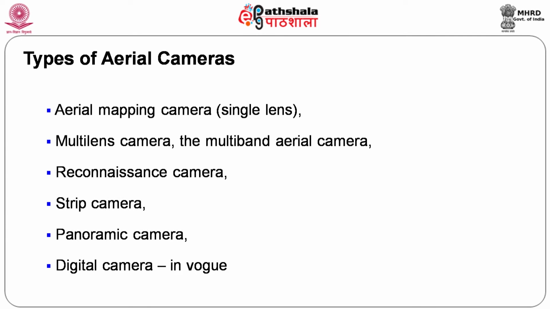Again, types of aerial cameras. We are more interested in aerial cameras, or most of the time we will be using aerial photographs. Aerial cameras may have one single lens, or it may contain multi-lens and multi-band, as in the case of remote sensing, with different band data. We will have what is called a Reconnaissance Camera, a camera which is used for Reconnaissance Survey, especially for dam construction. You know what a dam is, and for every dam its accompanying structure is the reservoir.